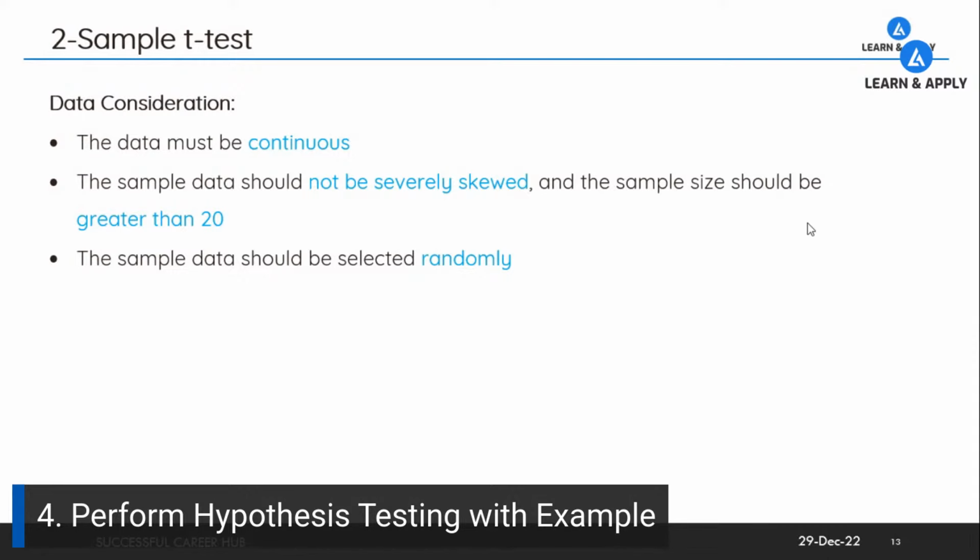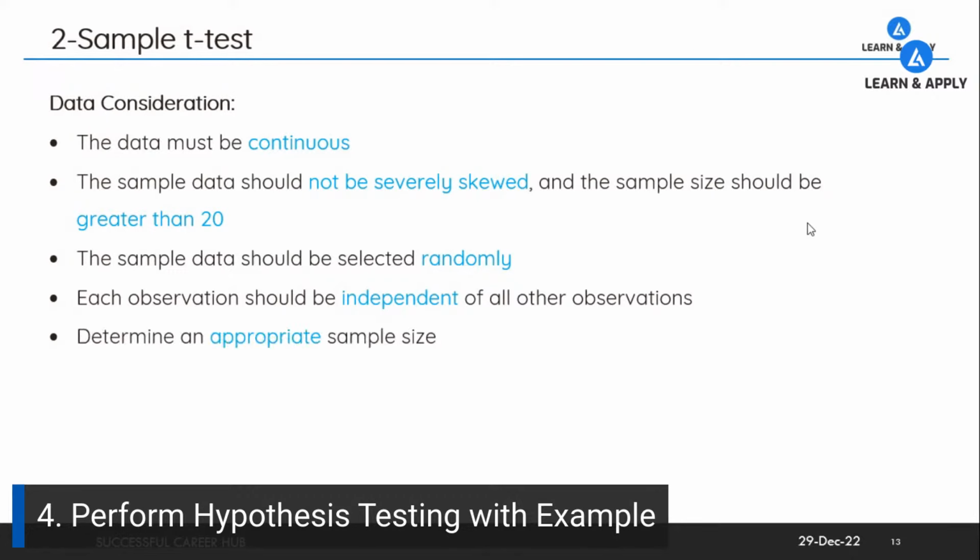That means it should not be only some specific data. It is randomly selected data. Each observation should be independent. The data should not be like before and after, having the same characteristics. And we need to determine an appropriate sample size. We have already talked about it being greater than 20. So these are the 5 data requirements for the two sample t-test.